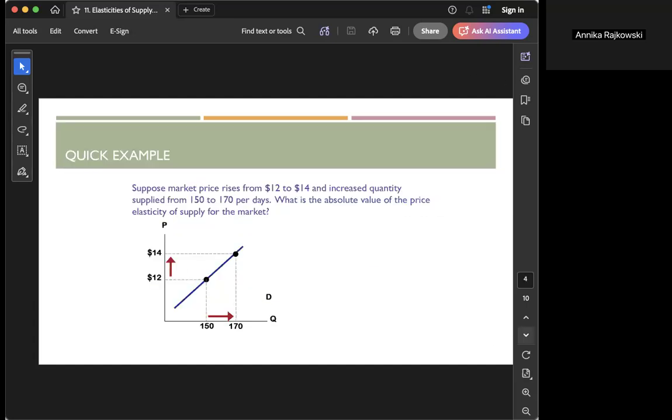So I brought a quick example over here. Let's practice together. Suppose the market price rises from $12 to $14, and at the same time, quantity supplied rises from 150 units to 170 units per day. So before touching any calculator, let's think economically. First, we have the price increased, right? And then we also have quantity supplied increases as well.